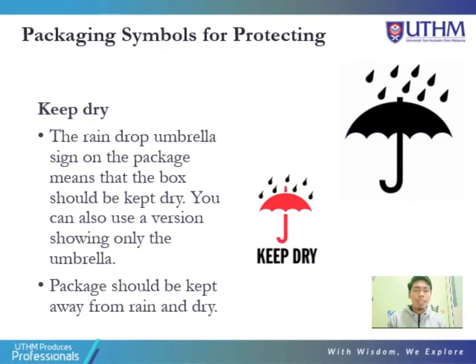Just now, my friend told us about the packaging dangerous goods symbols. Therefore, I would like to add some of the symbols for packaging. First of all, the keep dry symbol. As shown in the figure, the raindrop umbrella sign on the package means that the box should be kept dry. You can also use a version showing only the umbrella. The package should always be kept away from rain and in dry condition.